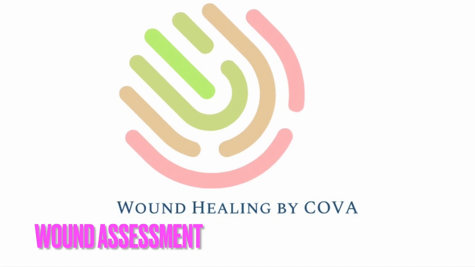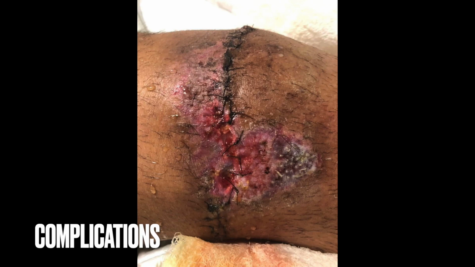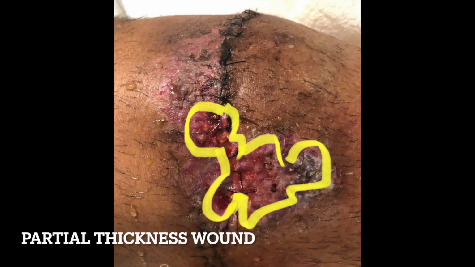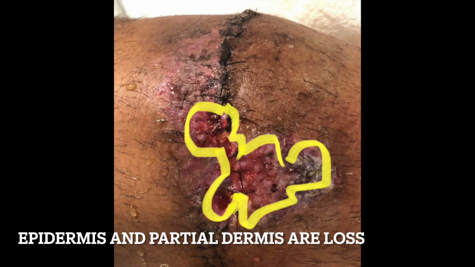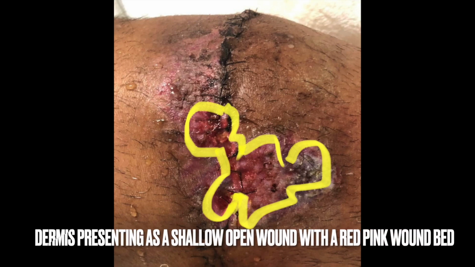Now let's talk about wound assessment or wound preparation. Now let's identify different complications that may happen and delay the healing process. Please see the yellow pattern, which is the dermis. If you want to utilize the proper woundology language, you will say partial thickness wound, which means the top layer or epidermis and the partial dermis are lost. The dermis is presenting as a shallow open wound with a red-pink wound bed.